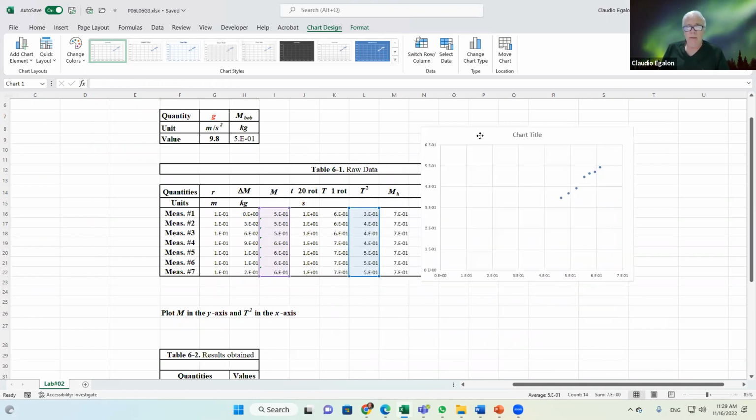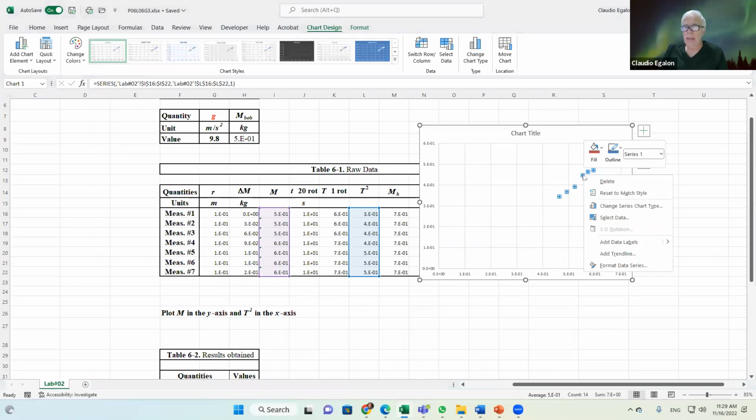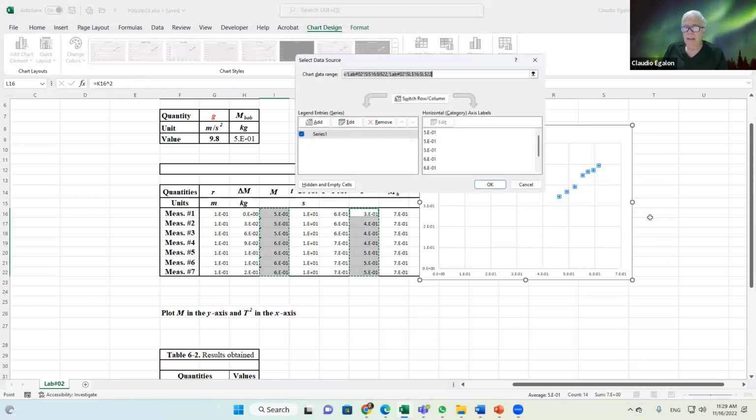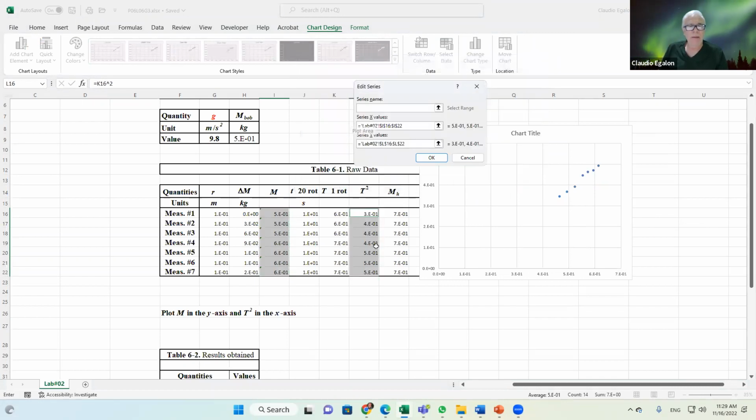So how do we do that? Let me show you. I'm going to walk you through that. In case you don't want to do it the other way, you click one of the data points. Everything is highlighted. Right click, and then you select data. Here's your series of data. You're going to edit this series of data.